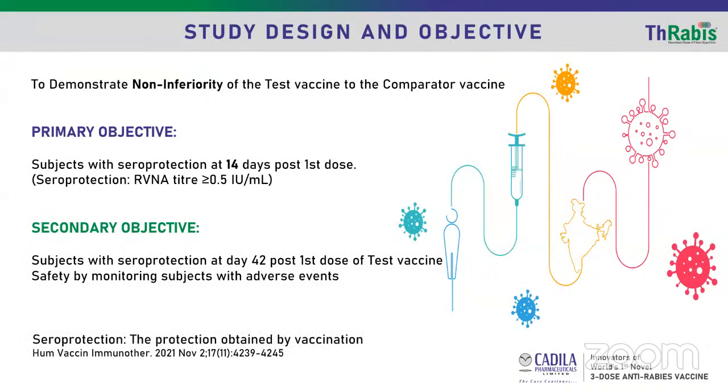The primary objective was subjects with seroprotection at 14 days post first dose, if the RVNA titer is more than 0.5 international unit per ml. And the secondary objectives were subjects with seroprotection at 42 days post first dose of test vaccine, and safety by monitoring subjects with adverse events. Seroprotection is the protection obtained by vaccination.